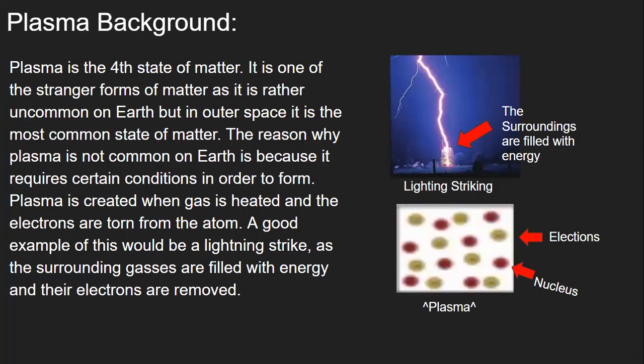A good example of this would be a lightning strike, as the surrounding gases are filled with energy and their electrons are removed. The two images to the right show a lightning strike, and then the image below that shows another representation of plasma, which shows electrons and a nucleus.